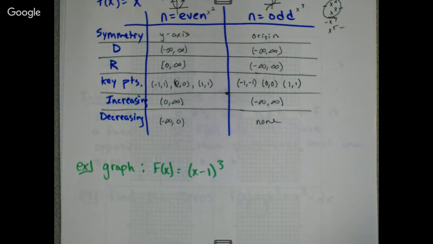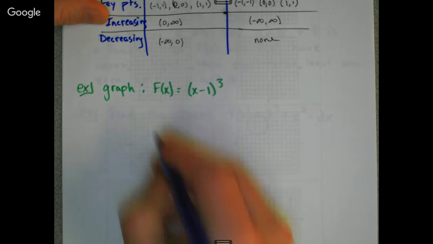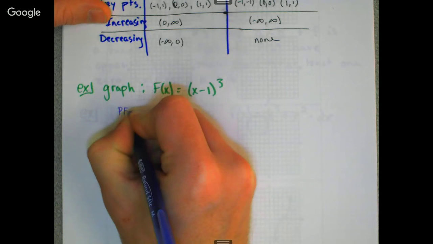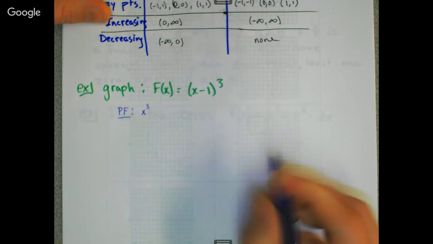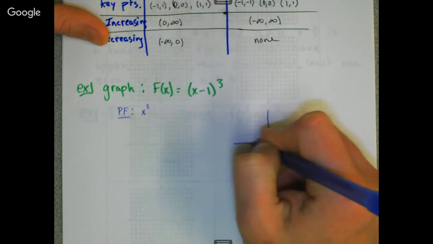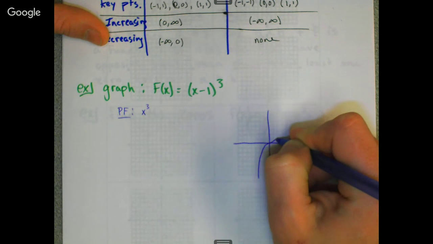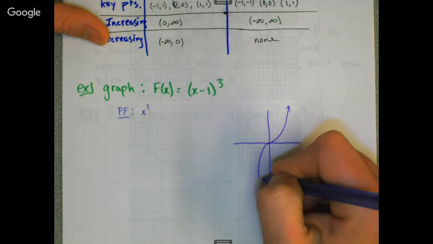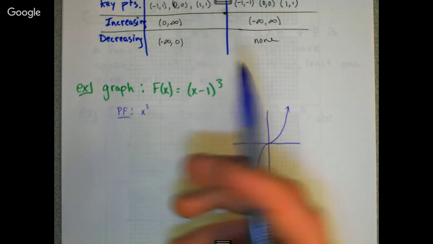All right, so let's graph f of x equals (x minus 1) to the 3rd. And we'll kind of use what we've talked about before. So let's identify the parent function. Okay, my parent function is x to the 3rd because I've got that cubic. And what does that mean about my graph? Well, my graph originally will look something like this. And we notice what happens to this parent function.